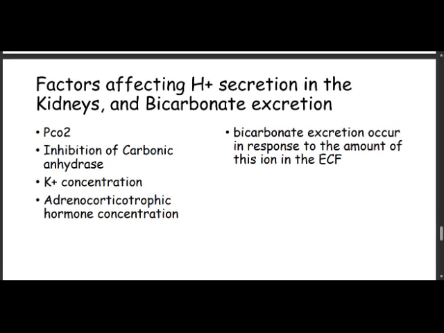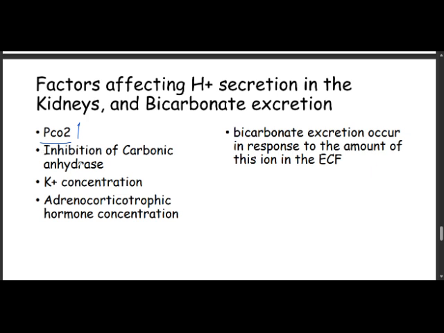So factors affecting hydrogen secretion in the kidneys and bicarbonate excretion as well. First, the partial pressure of carbon dioxide. If the partial pressure of carbon dioxide is high, that means there is going to be high amounts of acid formed through the bicarbonate buffer system. So high partial pressure means high acid concentration, that means a high excretion of hydrogen ions. The opposite is also true.